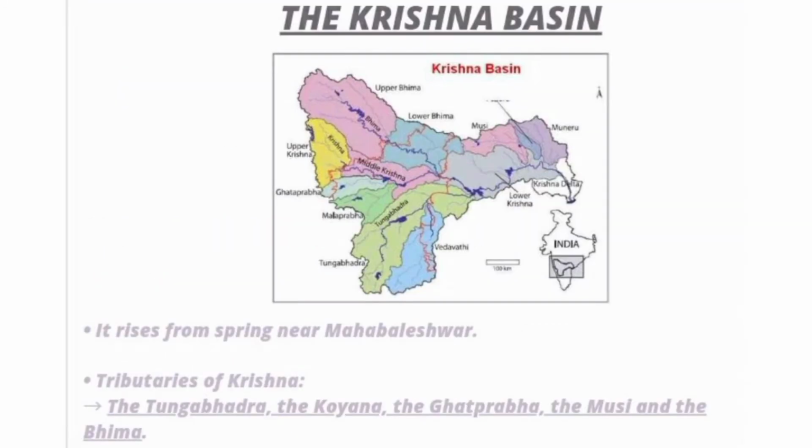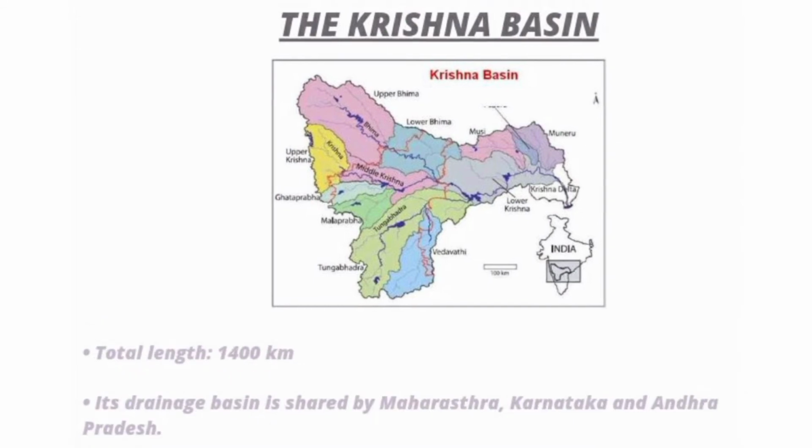The Krishna Basin. It rises from a spring near Mahabaleshwar. The tributaries of the Krishna are the Tungabhadra, the Koyna, the Ghataprabha, the Musi, and the Bhima. Total length is 1400 km. Its drainage basin is shared by Maharashtra, Karnataka, and Andhra Pradesh.